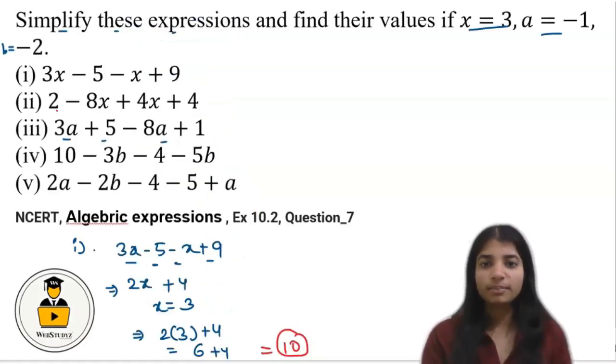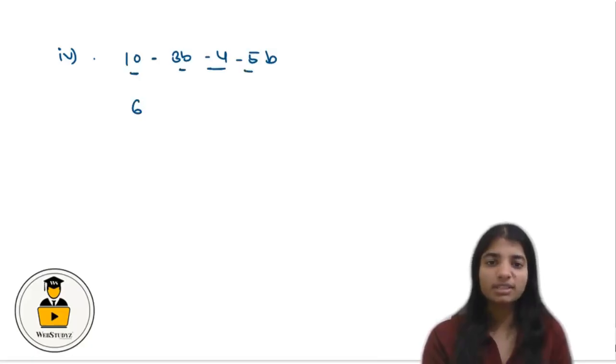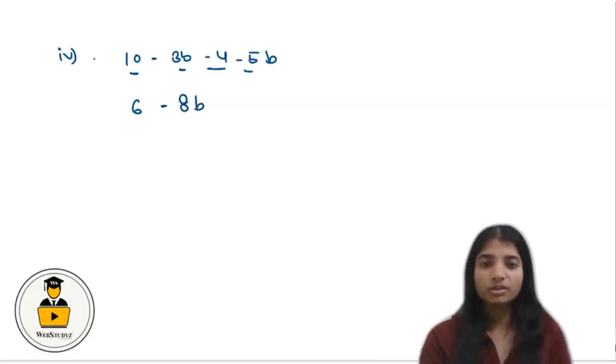Now we are going to discuss part 4, which is 10 minus 3b minus 4 minus 5b. Here we are going to add the terms which are constants and the terms which consist of b. So 10 and minus 4 is equal to 6. Minus 5b and minus 3b is equal to minus 8b. So this is our expression in simplified form.